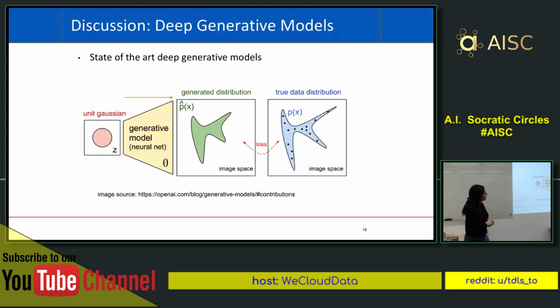Just before I go to the next slide, what are the three main deep generative models that people are using at Google, OpenAI? Yeah, GANs. There are three, it's a hint. Yes, so VAE, GANs, and pixel RNN.